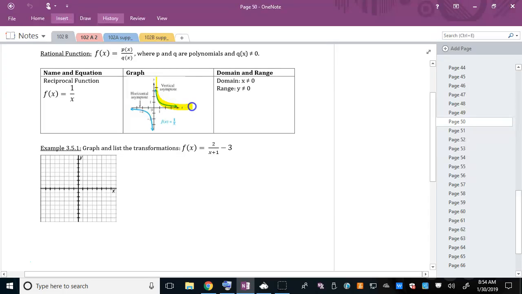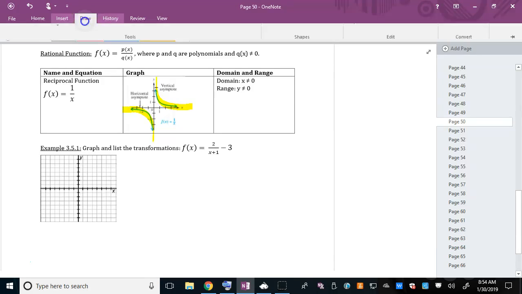Now, generally, these are going to come in two pieces or more. So you can see those two pieces. We are going to have things called asymptotes, and we will get to them in the next part. For now, let's look at how to graph them.